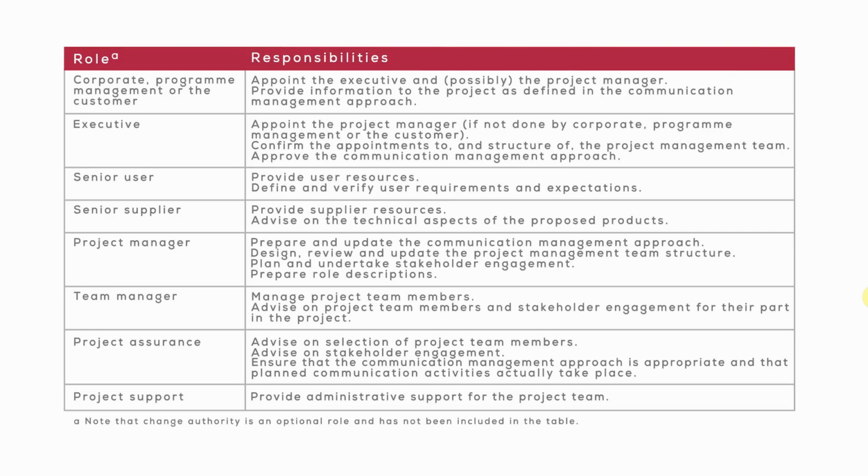The balance of the table, the project manager, of course, preparing the communication management approach, updating it on a stage-by-stage basis if required, will, of course, prepare the role descriptions and, importantly, plan and undertake that stakeholder engagement when the communication management approach is created. Team managers will obviously be responsible for managing their own team members and advise on project team members and stakeholder engagement for their own part in the project. Those are the most important roles and responsibilities from that table.